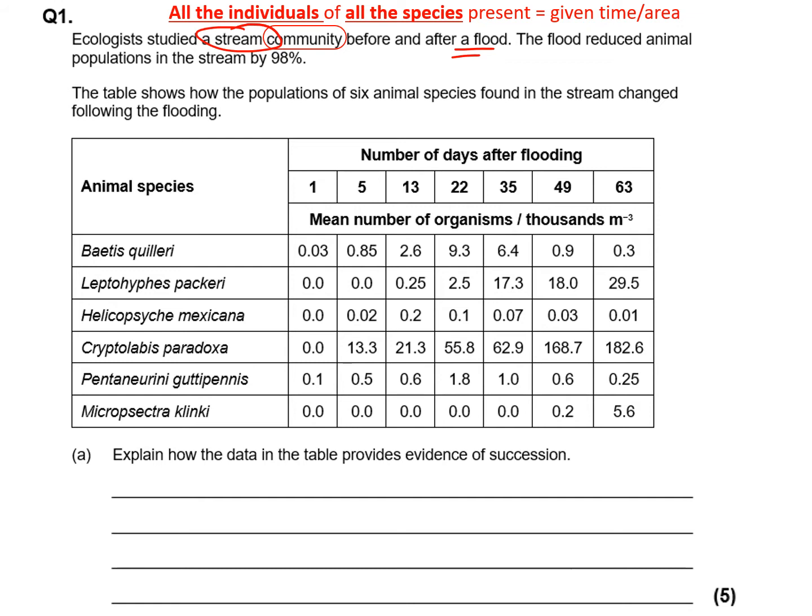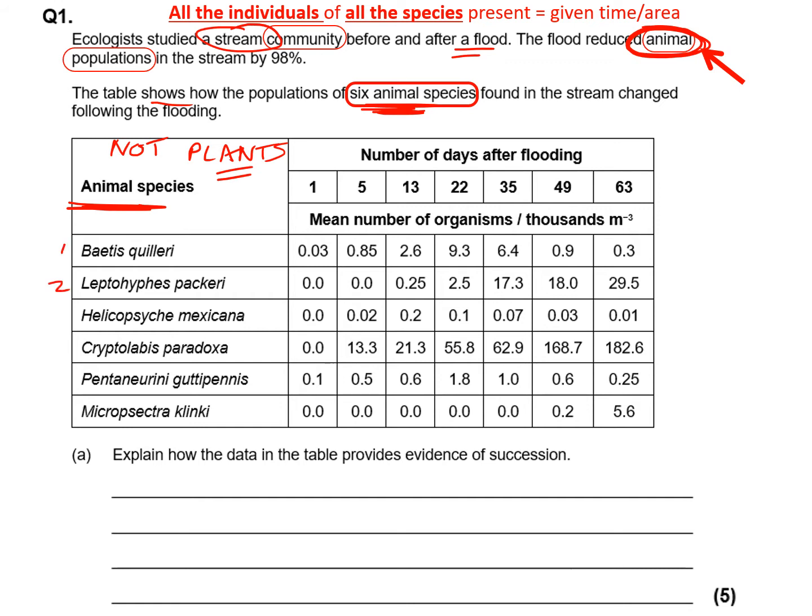So the table shows how the populations of 6 animal species found in the stream change following the flooding. So for me, this is really important because it says animal species, and that's twice there. It's also in the header. So we're not talking about, I could put here, not talking about plants.